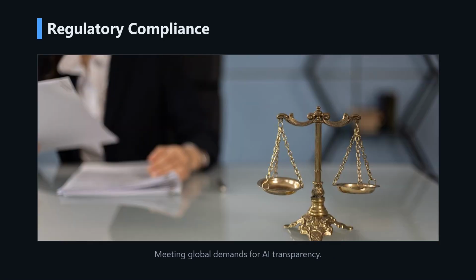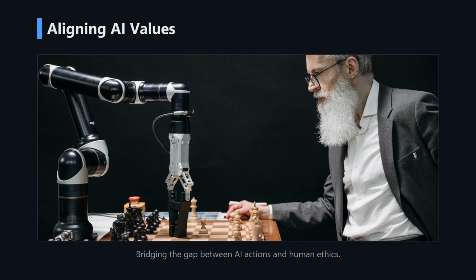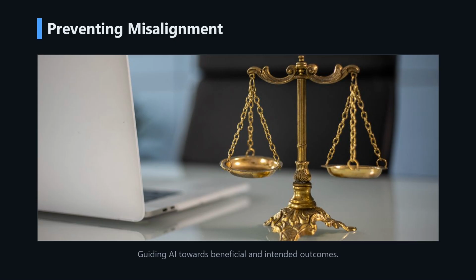Mechanistic interpretability is also crucial for ensuring regulatory compliance, especially with emerging frameworks like the EU AI Act. These regulations increasingly demand greater transparency and accountability in AI systems, pushing for a deeper understanding of their inner workings. By uncovering the underlying computational graph, researchers can work towards aligning AI systems more precisely with human intentions and values. This alignment is paramount for preventing unintended consequences as AI capabilities continue to expand and integrate into our lives.